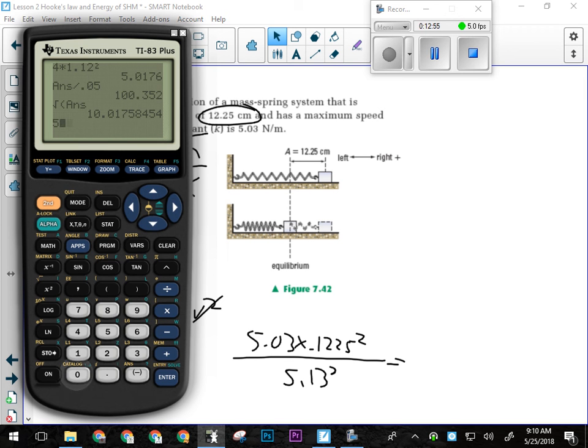So 5.03 times 0.1225 squared divided by 5.13 squared. All right, so it's not very heavy. It's about 29 grams or so. So now we're going to plug that into our period formula. So we'll go 2 times pi times the square root of our answer divided by the spring constant, which was 5.03.